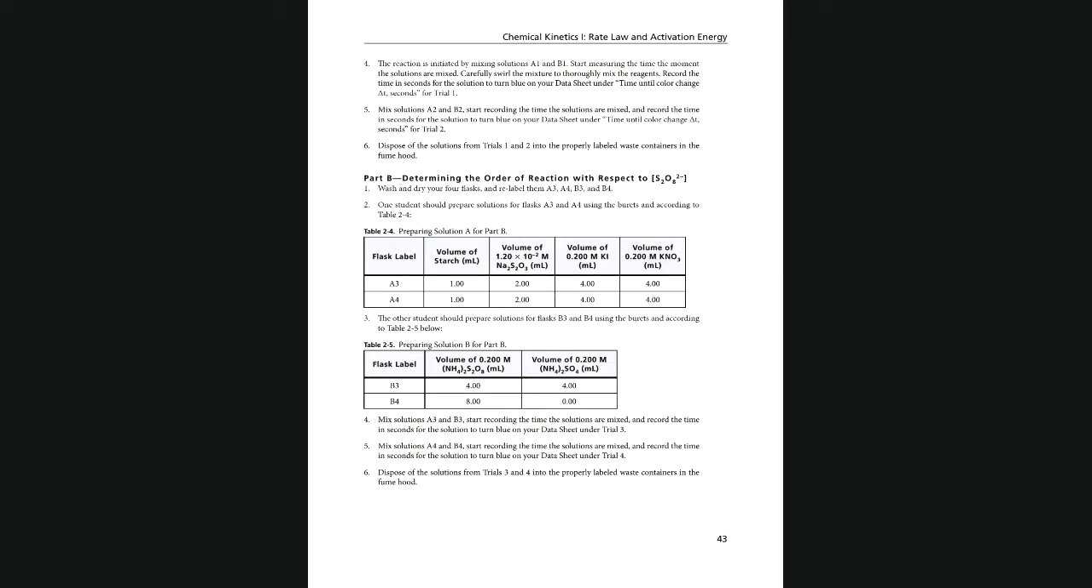Then we want to find the order of the reaction with respect to S2O8 2-. So we repeat a similar experiment. This time we are changing the values for S2O8 2-, and we keep the values for KI constant. So we can find the order of the reaction with respect to S2O8 2-.